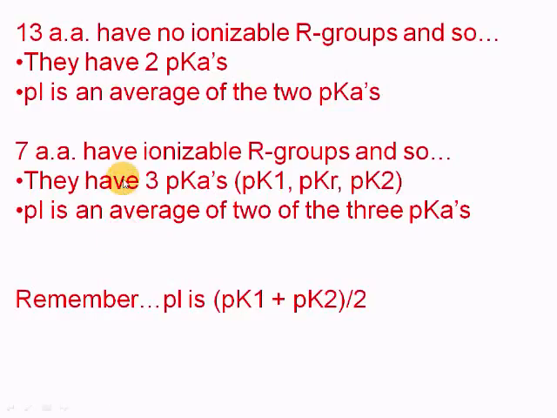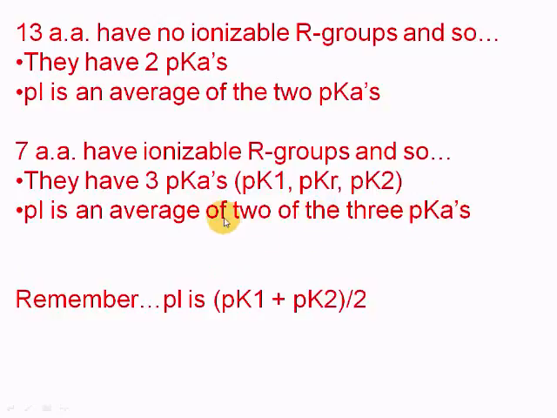Alright, so just to review, we have 13 amino acids that have no ionizable R group, and so they have 2 pKa's. And the pI is an average of those 2 pKa's. There's 7 amino acids with ionizable R groups, and so they have 3 pKa's, which is pK1, pKr, and pK2, and the pI is an average of 2 of those 3 pKa's.